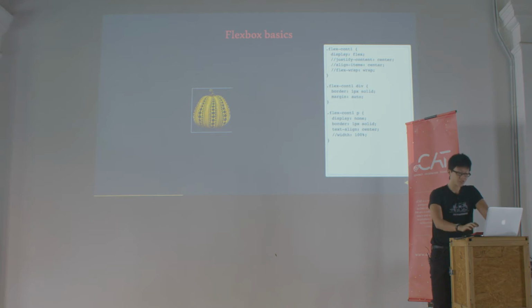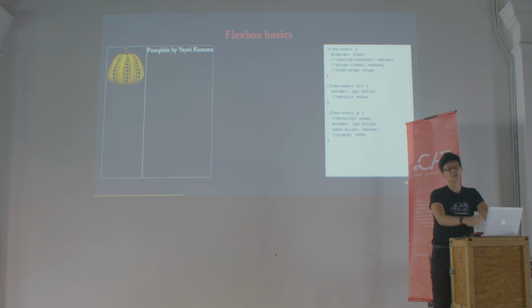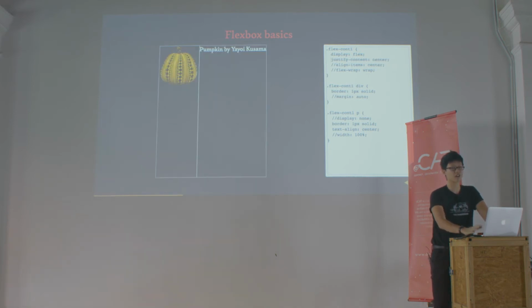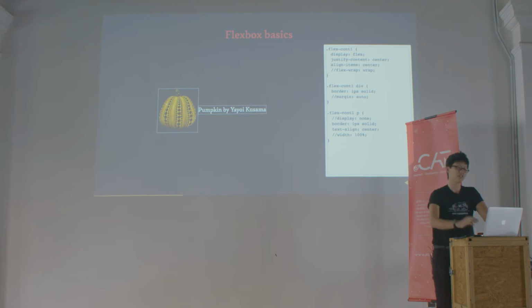And also, let's say we have more than one item. So we're going to have two. And we want to center things because, I don't know, we like to center things. Setting justify content center will align these items along the inline axis, while setting align items center will align them along the block axis. Right.